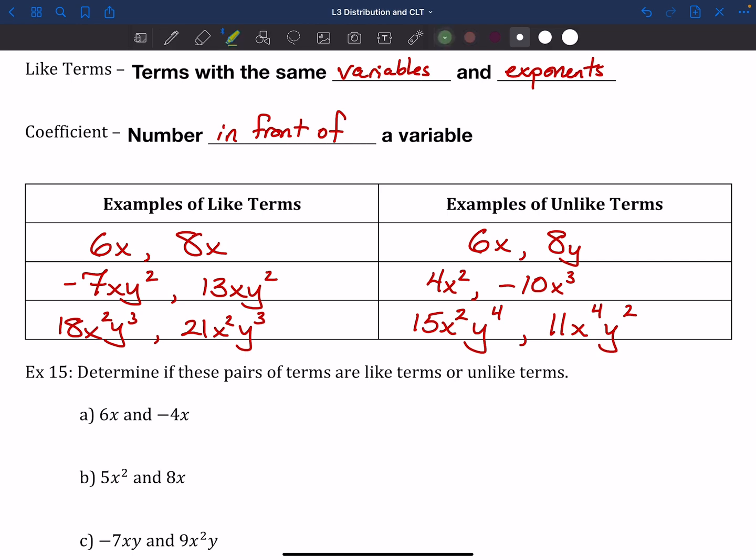The reason why is that they have to match up perfectly. The fact that this is x squared and this is x to the fourth, that's an issue. Right? The fact that this is y to the fourth and that this is y squared, right? Those don't match up together, right? You need them to match up perfectly for them to be like terms, right?